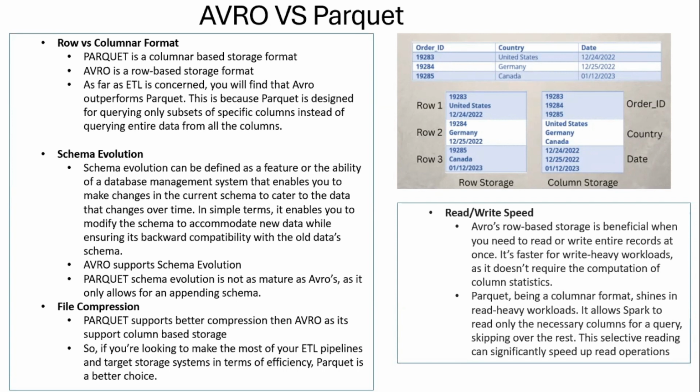Next comparison metric is read and write. Avro's row-based storage is beneficial when you need to read or write entire records at once. It's faster for write-heavy workloads, as it doesn't require the computation of column statistics. Parquet, being a columnar format, shines in read-heavy workloads. It allows Spark to read only the necessary columns for a query, skipping over the rest. This selective reading can significantly speed up read operations.